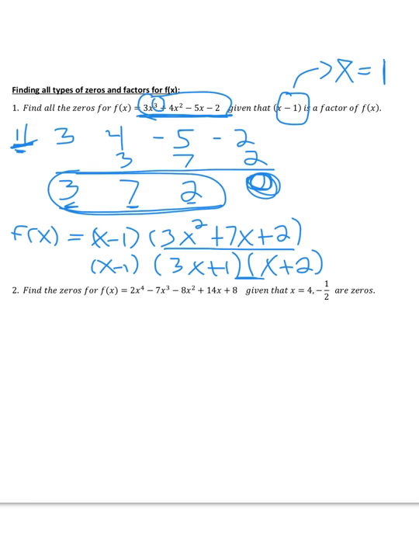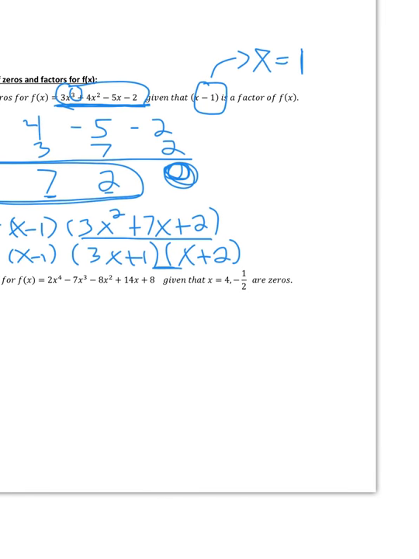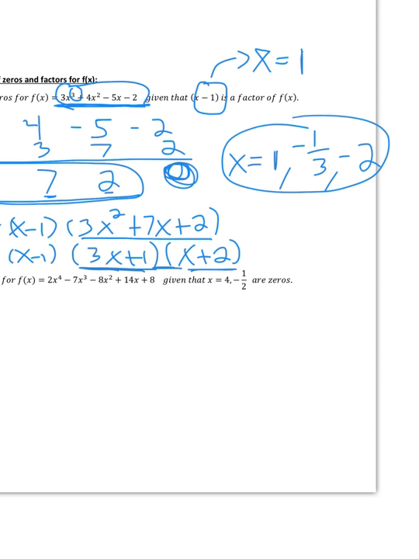And then since I have all these factors, I'm just going to move it over. Now I can find the other zeros. Well, I know that x equals 1 was a 0. And then if I take this 3x plus 1 and set that equal to 0, you get negative 1/3. And if we take this x plus 2 and set that equal to 0, we get negative 2. So these are all the zeros. If we graph this cubic, it's going to hit the x-axis 3 times, at 1, negative 1/3, and negative 2. Alright, so we want to use synthetic division and get the original function down to a quadratic.